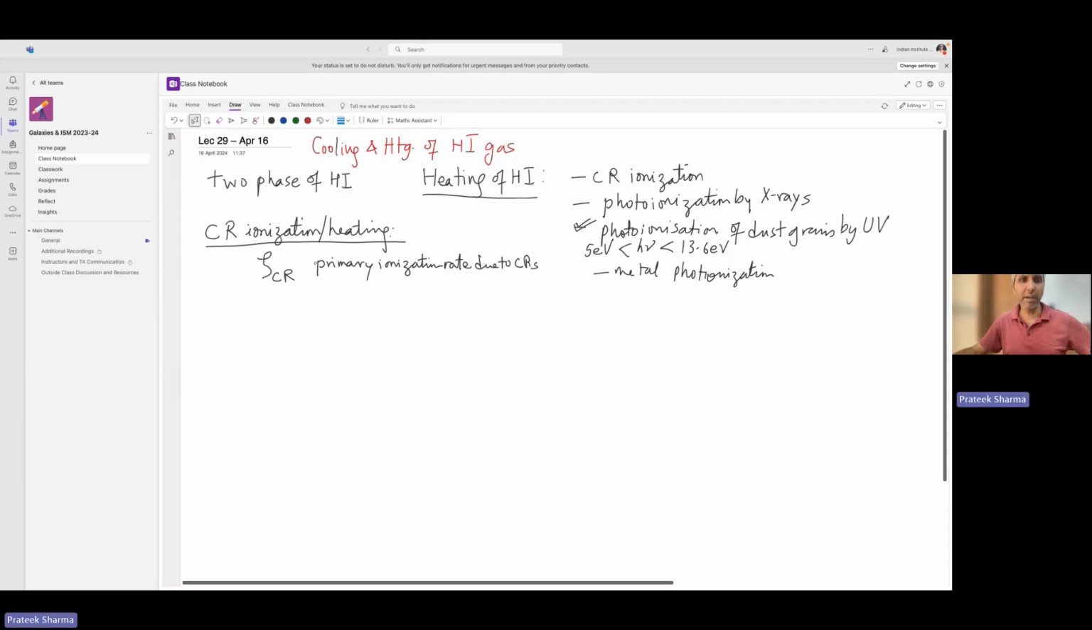So what is meant by primary ionization? As I said, a cosmic ray proton or a cosmic ray ion hits a neutral hydrogen. It will ionize it. The electron produced because of that is called a primary electron. But the electron that is produced is very high energy because cosmic rays have GeV, MeV energies. So that electron will further ionize other neutral atoms. Those are called secondaries. So here, this zeta CR is only characterizing primary ionizations due to cosmic rays.